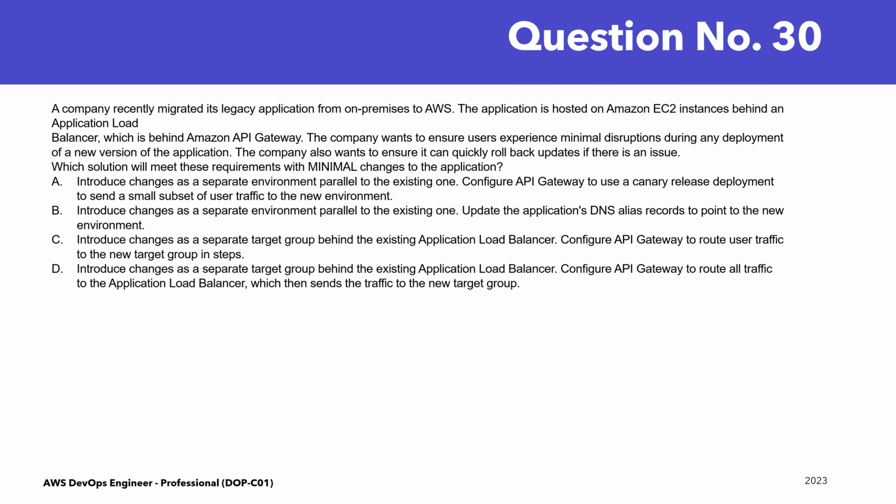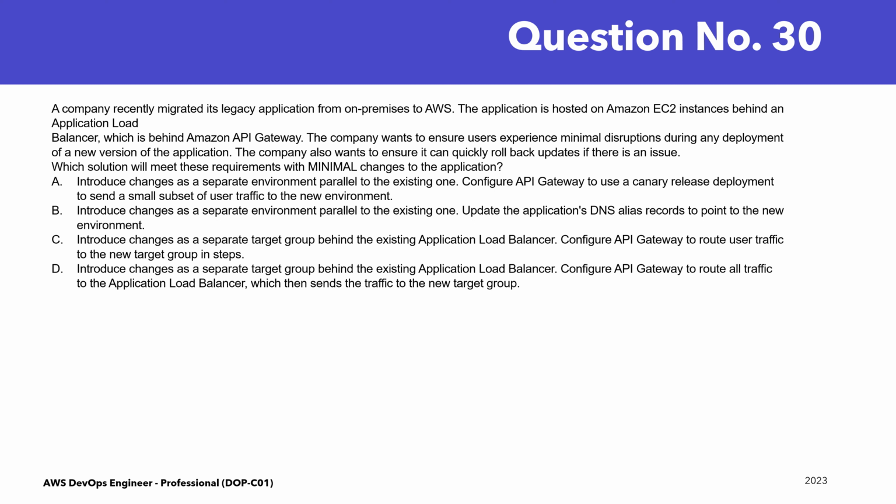A company recently migrated its legacy application from on-premises to AWS. The application is hosted on Amazon EC2 instances behind an application load balancer, which is behind Amazon API Gateway. The company wants to ensure users experience minimal disruptions during any deployment of a new version of the application. The company also wants to ensure it can quickly roll back updates if there is an issue. Which solution will meet these requirements with minimal changes to the application?